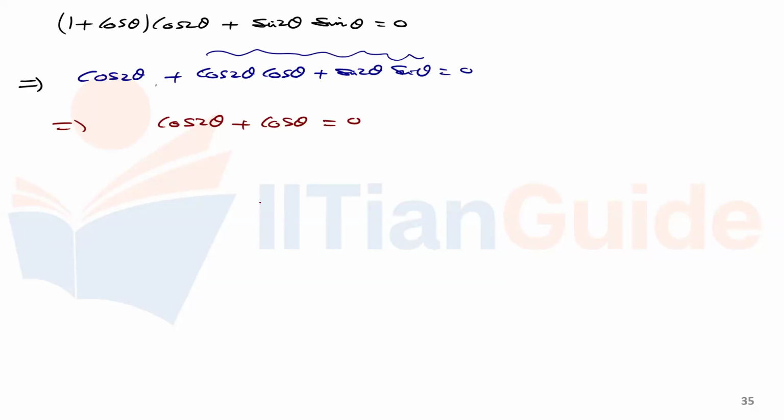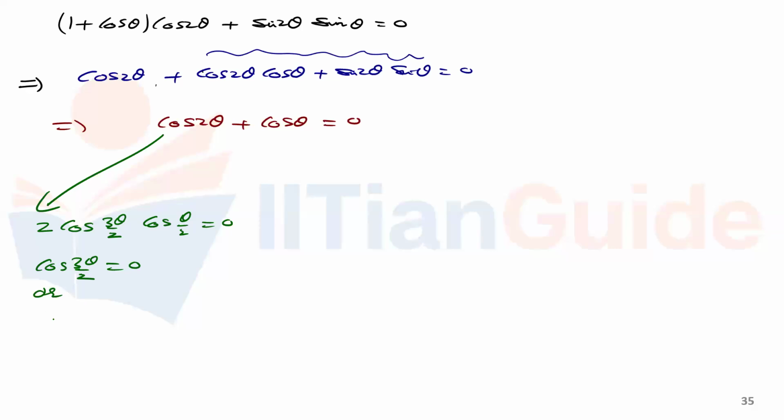I have a method that I can apply: cos C plus cos D. That gives me 2 cos of (C plus D) by 2, that means 3 theta by 2, into cos of (C minus D) by 2, that is theta by 2, has to be 0. So that means cos of 3 theta by 2 is 0, or we can have cos of theta by 2 to be 0. When cos 3 theta by 2 is 0, that means 3 theta by 2 has to be pi by 2. Or I am getting the value of theta to be pi by 3.